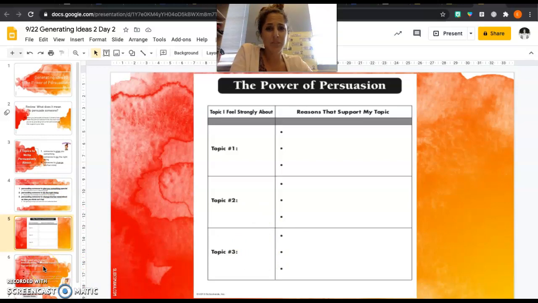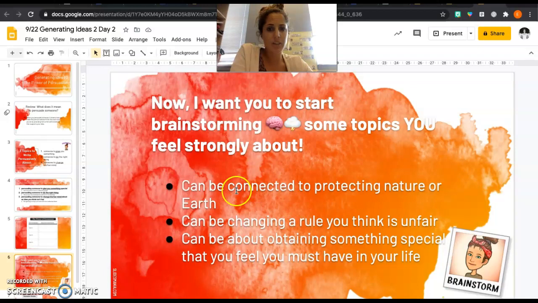One thing that really, really helps is to think about something that might be connected to protecting nature or earth. There are so many topics that have to do with protecting nature or earth. So if you are like me, and I love our environment and I want to protect it at all costs, I can think of topics connected to protecting nature or earth.